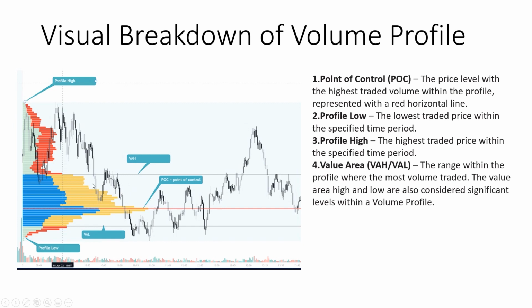And then when you look at the structure of the volume profile, you have the value area high, the point of control, value area low. This is your profile high, profile low, profile high. And then there's something called HVN and LVN. They're not on here. Those are your high volume nodes. So these are the 3 main things.